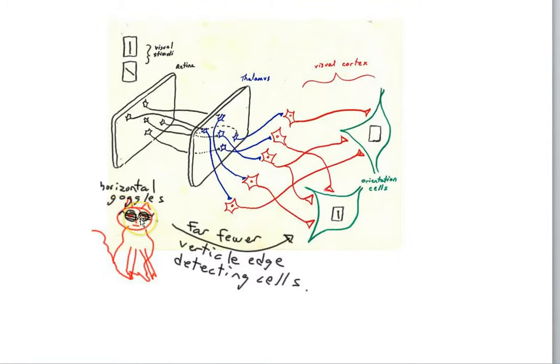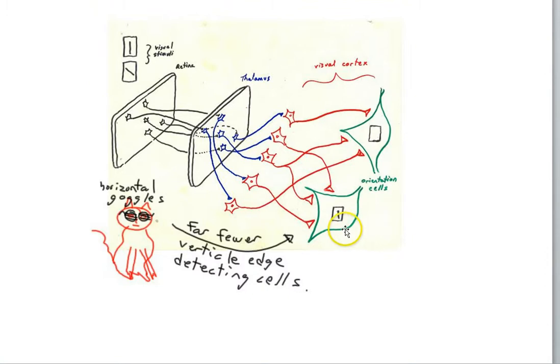Horizontal edges. And if that's the only visual experience that a kitten has for several weeks, and then later you record the preferred stimuli of cortical cells, what you find is far fewer vertical edge detecting cells. You find more cells that respond to horizontal edges and significantly less cells responding to vertical edges.